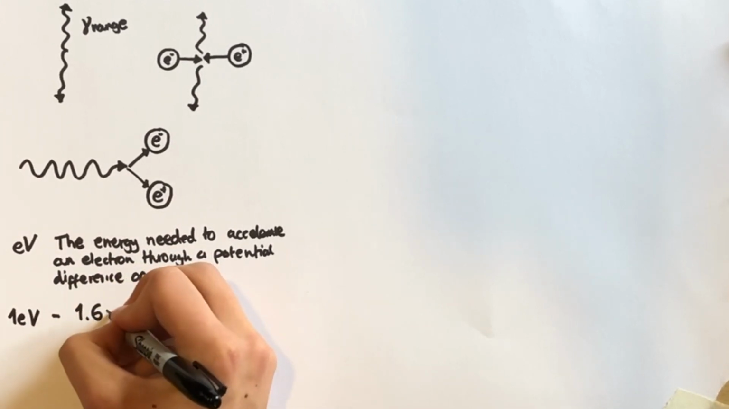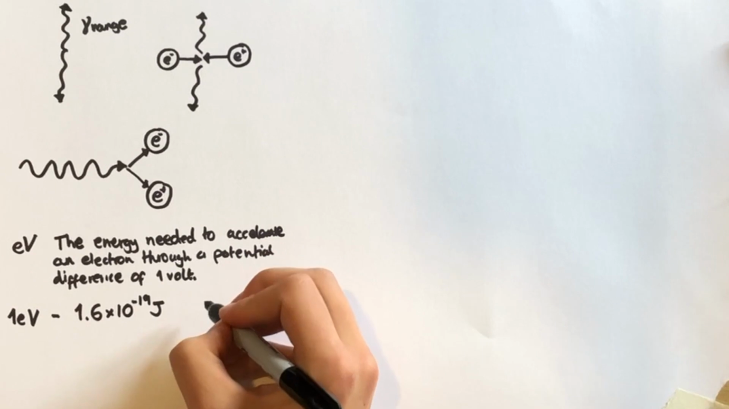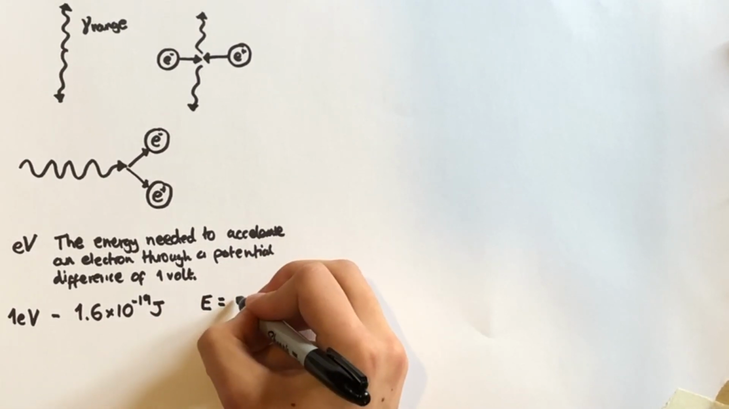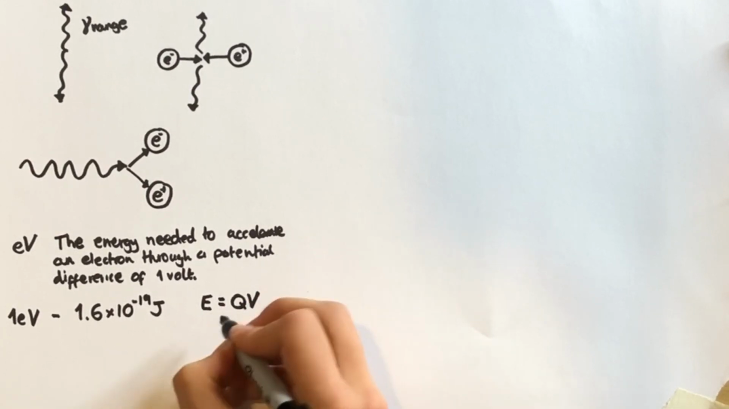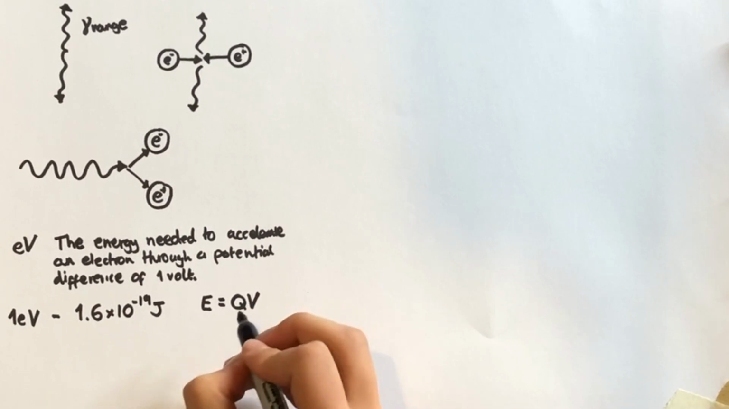And 1 electron volt is exactly the same as saying 1.6 times 10 to the minus 19 joules. Now you might recognize this number, 1.6 times 10 to the minus 19: this is the charge on an electron. Later on in the course, there is an equation which states that energy equals charge times the voltage. That's quite a big equation in A-level physics.